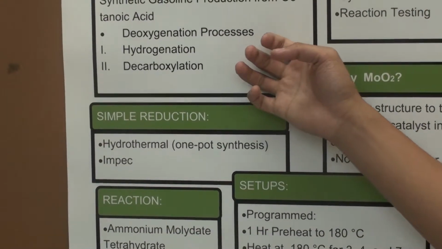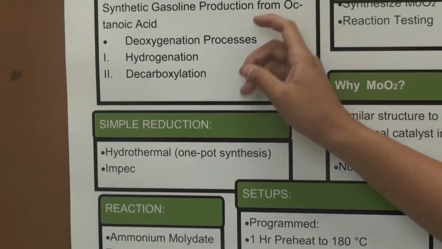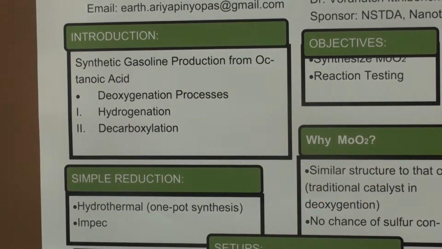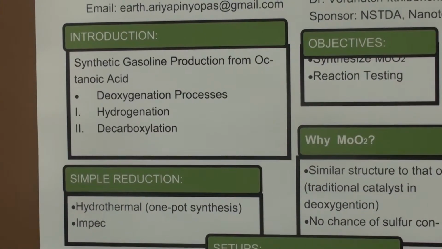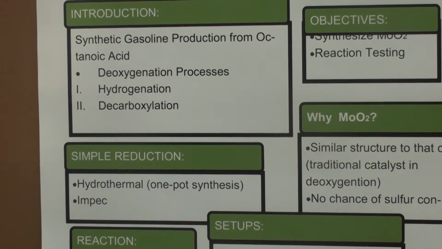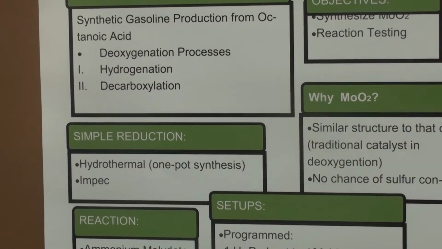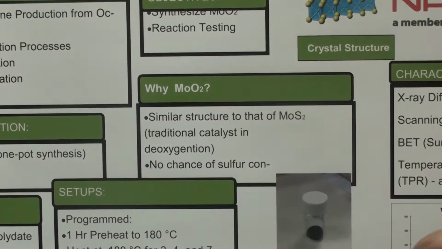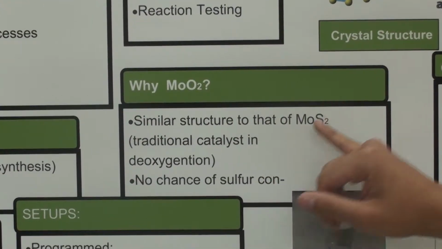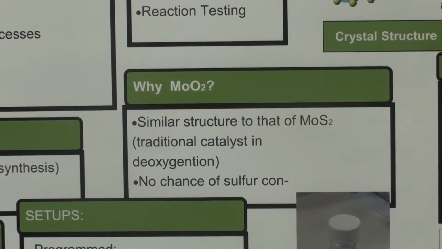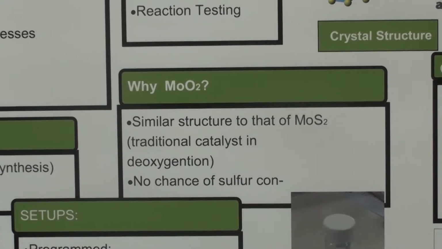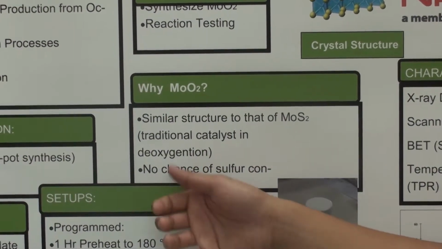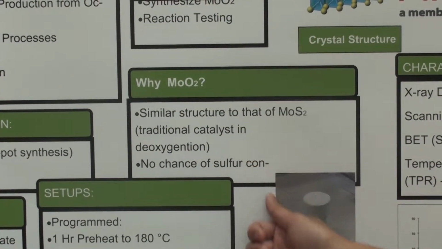So there are three ways that octanoic could have been made. Through the oxygenation process, it could have gone through hydrogenation, decarboxylation or decarbonylation. It's not on there, but it's supposed to. The reason why I chose molybdenum dioxide is because it has a very similar structure to molybdenum sulfide, which is the traditional catalyst. We have been using molybdenum sulfide in our labs for a very long time, and it has no chance of sulfur contamination.